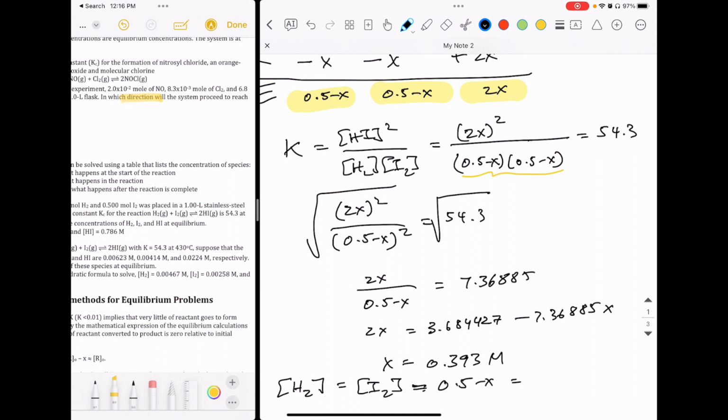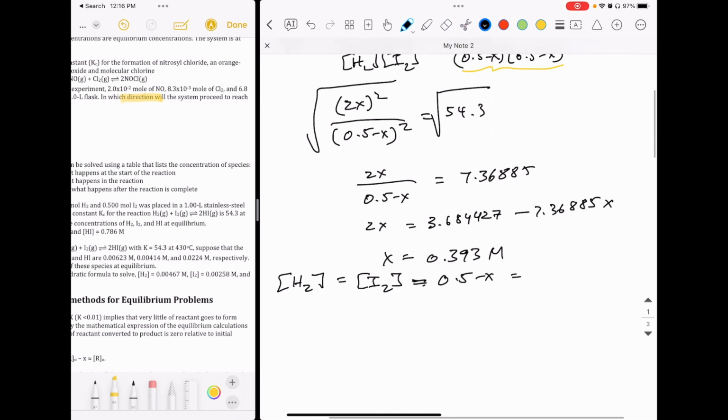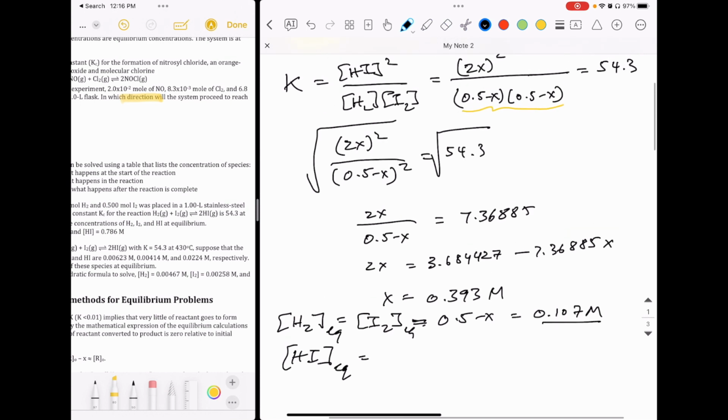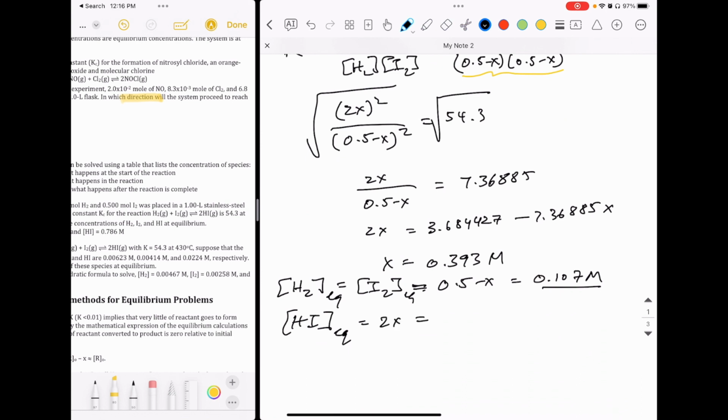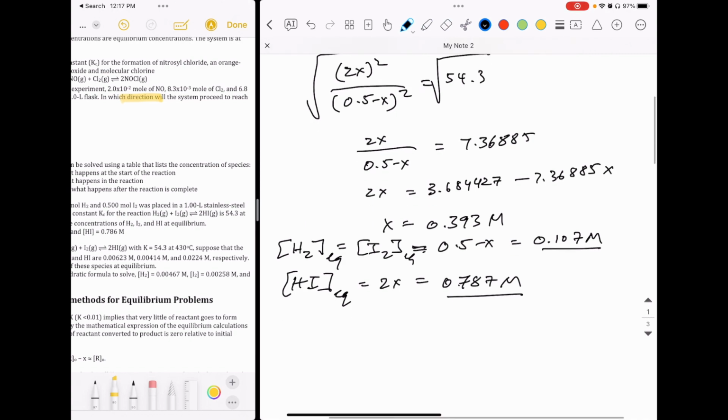0.5 minus X. So now that we know what X is, we just substitute that in the expression, and what we get is 0.107 molar for both H2 and I2. For HI at equilibrium, put this EQ subscript to indicate that that's equilibrium concentration. In the ICE table, concentration of HI at equilibrium is 2x, so then it would just be 0.787 molar. Hopefully that works out pretty easily for you in terms of using the ICE table.